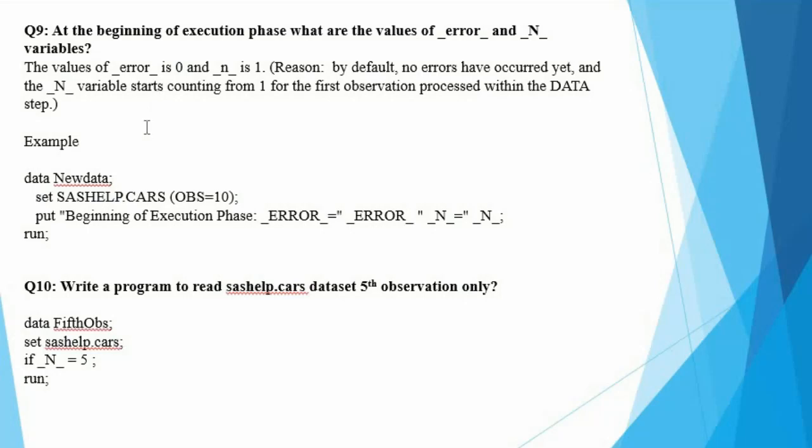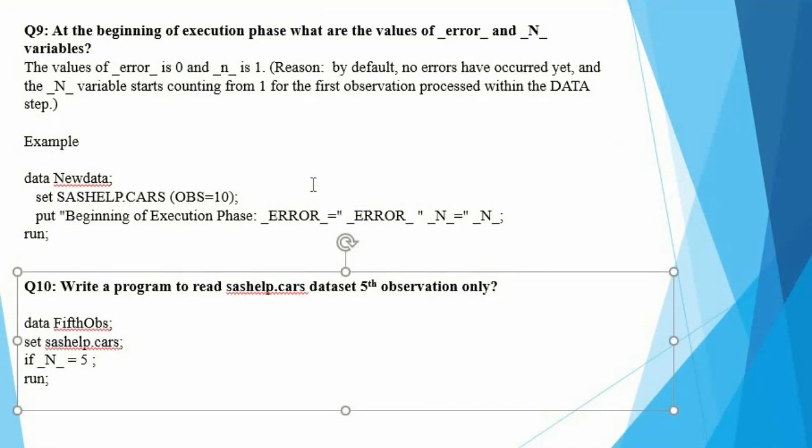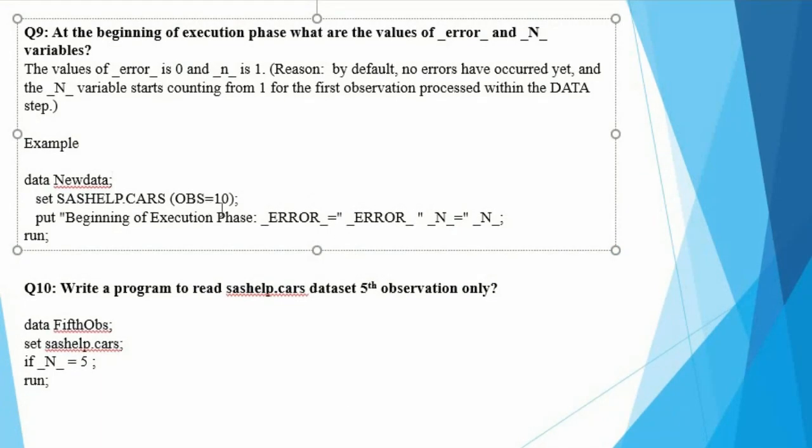in the data step. Example: new data is the naming convention for the output dataset. Here I am cloning the data, and again I am putting a restriction on that. Put 'beginning of execution phase' _ERROR_ and _N_; run. So the values will be printed in the log.